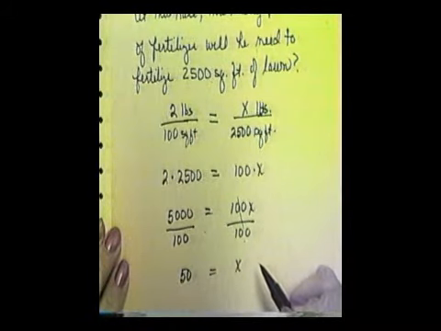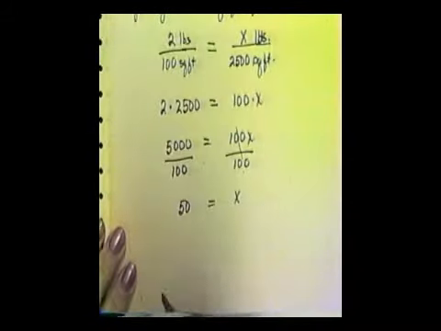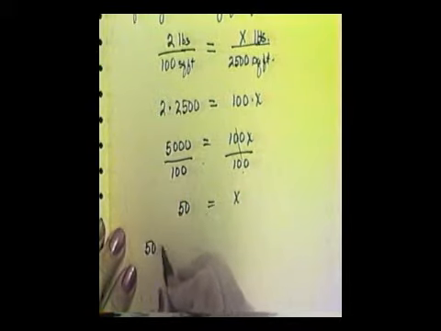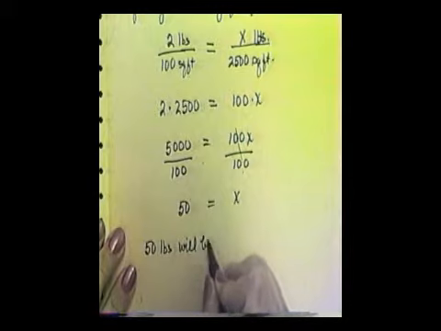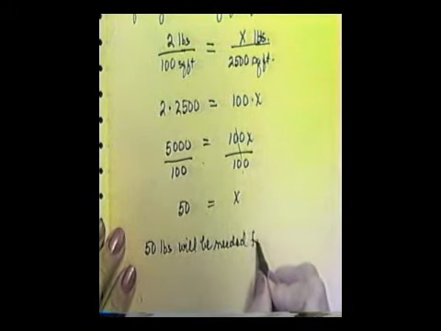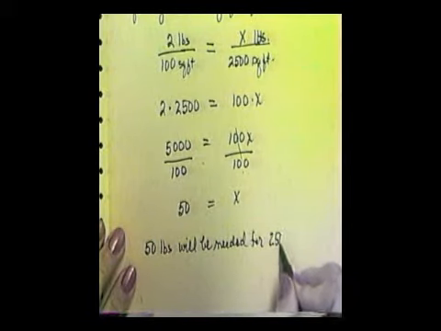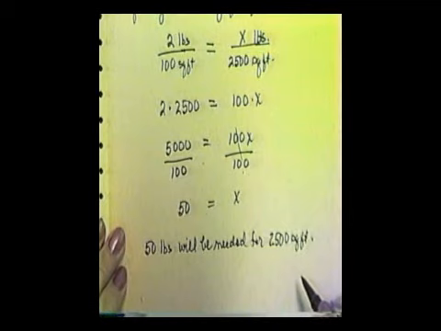Same answer as the first example. Okay. Now 50 represents pounds, so that means that 50 pounds will be needed for 2,500 square feet. 50 pounds is what we were looking for.